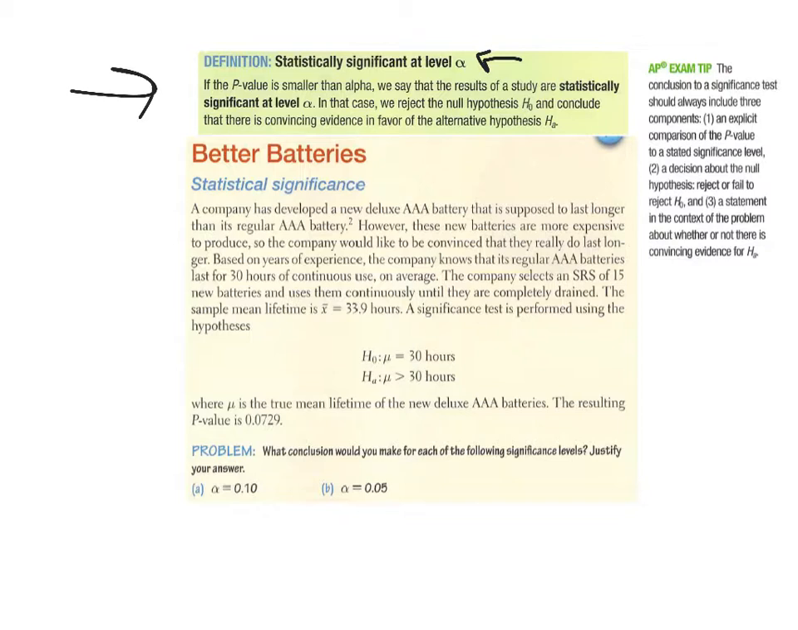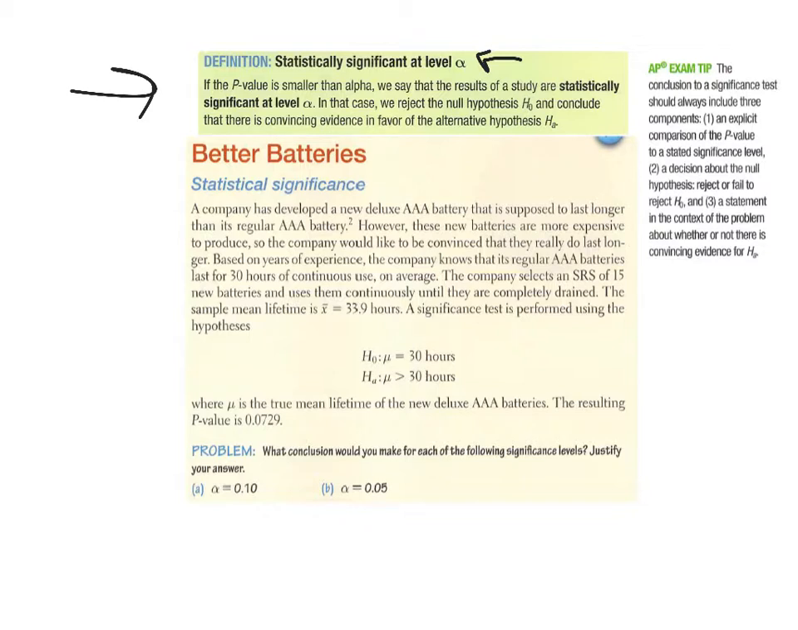So when we're determining if something is statistically significant at a particular level alpha, we're determining whether we're rejecting the null hypothesis and that there is convincing evidence in favor of the alternative hypothesis. So these are my two options. I can reject the null hypothesis, meaning that the sample result was very unlikely to happen by chance. I had a very low p-value. It was unlikely to happen by chance, assuming that the null hypothesis is true, and so that would favor our alternative hypothesis.